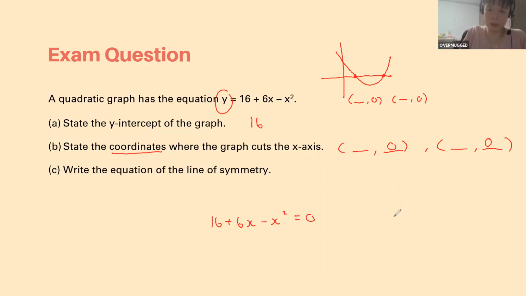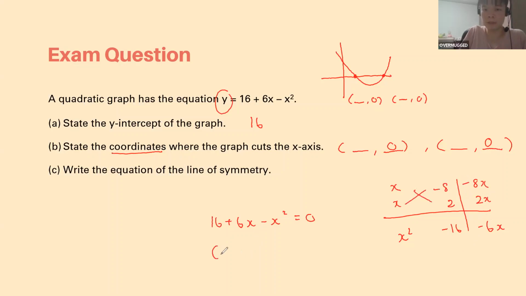And if you do the cross factoring, I want minus 6x, so the minus is here. This gives me x minus 8. Careful of the sign. Plus 2. So the x intercepts will be 2 and, no, negative 2 and 8.